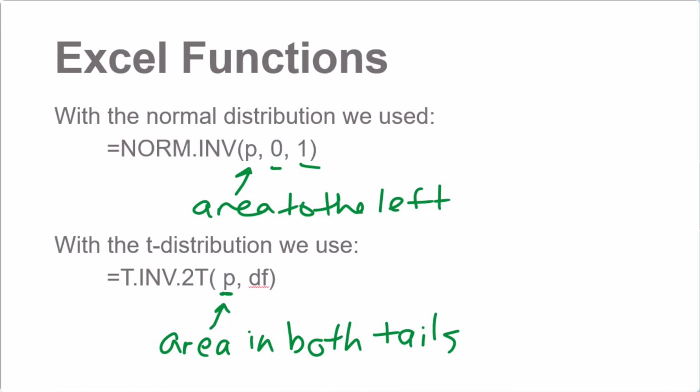So we're going to put in the area in both tails, and this is based on whatever confidence level we're looking at. And then the second input is the degrees of freedom. And for the purposes of this section, degrees of freedom, this is based on the sample size, is always going to be n minus 1. So sample size minus 1.